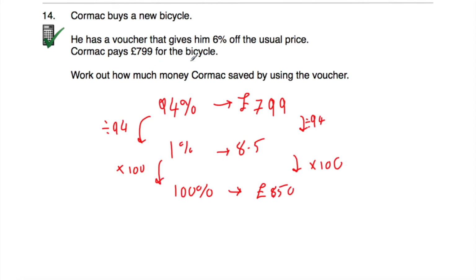Now the question didn't ask us how much the bicycle normally costs, it asks us how much money he saved by using the voucher. So he paid £799. If we take the 850 and take away £799, that's how much money he saved, which is £51. So Cormac saved £51 by using the voucher, and that's it.